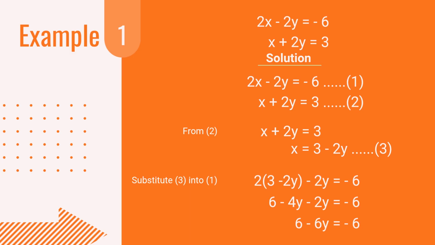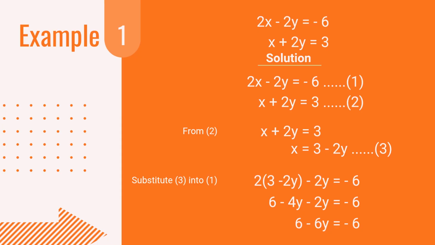So after walking you through the steps, we try examples. So example 1, the question is 2x minus 2y equals minus 6, and x plus 2y equals 3. So what do? Step 1 is to name your equations. So we have 2x minus 2y equals minus 6 as equation 1, and we have x plus 2y equals 3, and we call it what? Equation 2.